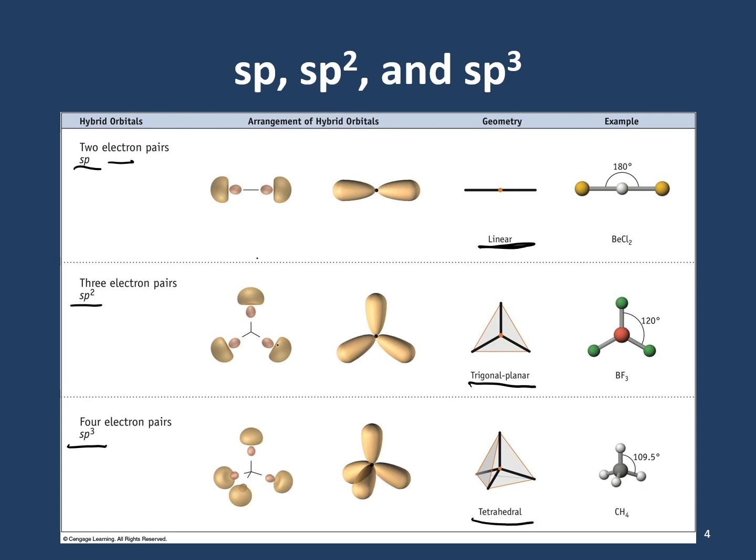I also need you to know that when you have sp hybrid orbitals, there are 2 of them. And when you have sp2 hybrid orbitals, there are 3 of them. And when you have sp3 hybrid orbitals, there are 4 of them. So these are the things you should know.